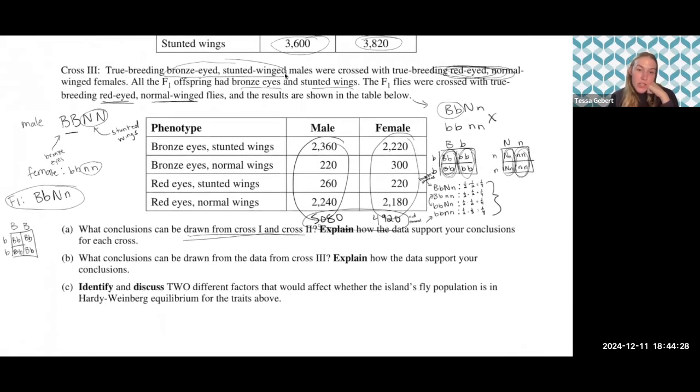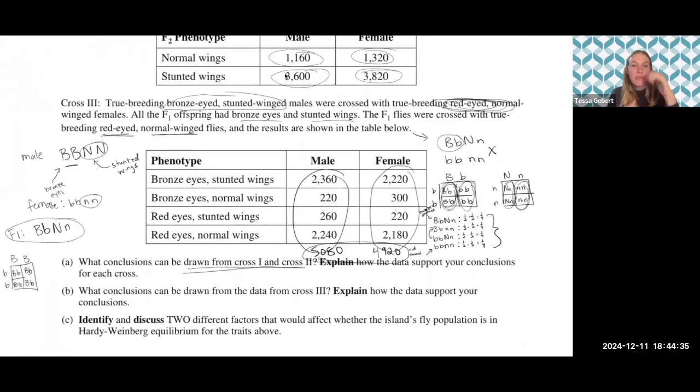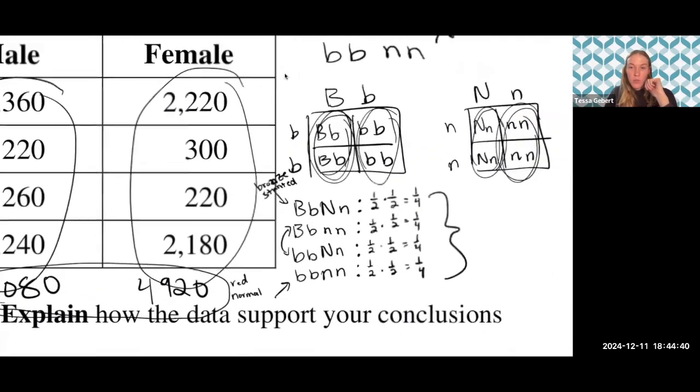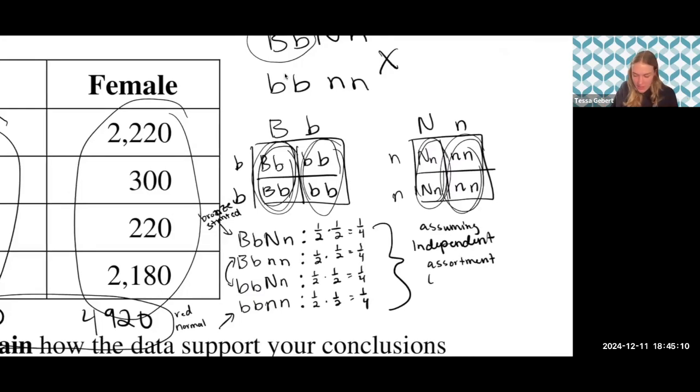Part B says, what conclusions can be drawn from cross 3? Now, cross 3 is a little different here. So cross 3, we expected a 1/4, 1/4, 1/4, 1/4 ratio here for the 4 different phenotypes. There's a big assumption that we make when we do these crosses with the probability rules. And maybe you recall at the beginning of the video what I said. We assume independent assortment, meaning that the genes are on different chromosomes.